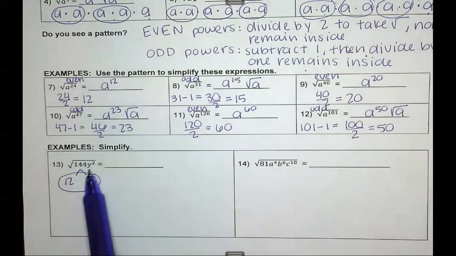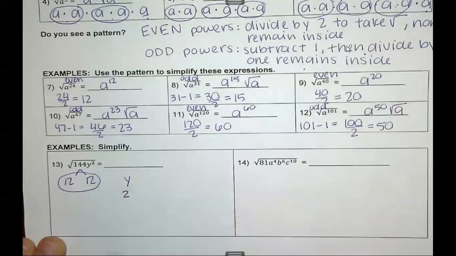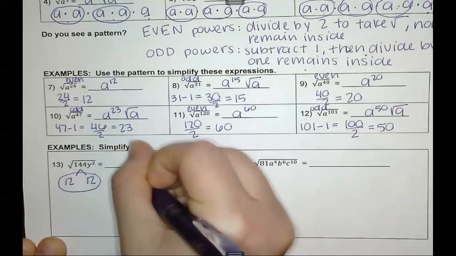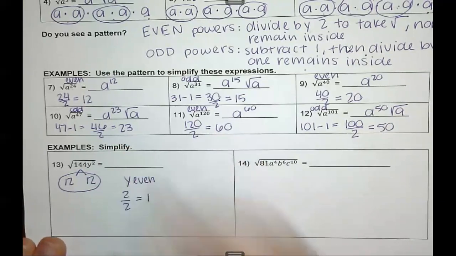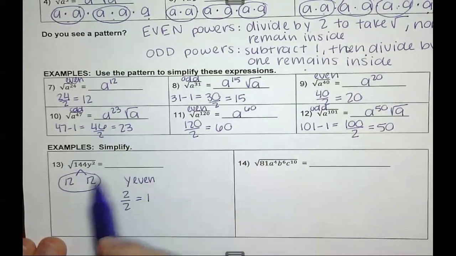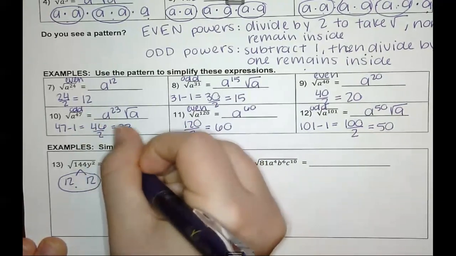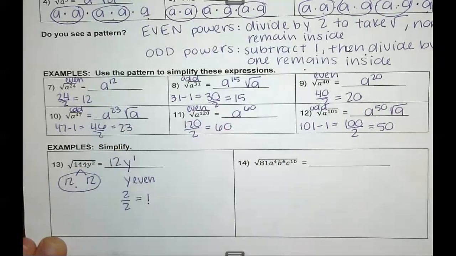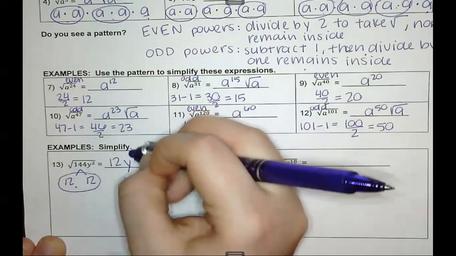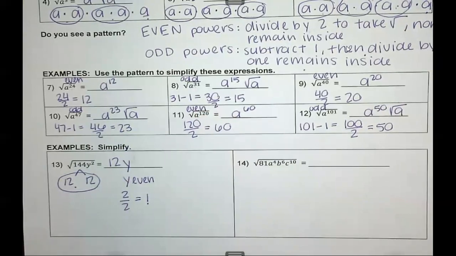For my y, my variable, the exponent is a 2, which is even. So for y, my exponent of 2, all I'm supposed to do if it is even is divide by 2. And 2 divided by 2 is just 1. So I get to pull out the 12 from the pairs, and I get to pull out y with an exponent of 1. You do not have to put an exponent of 1. It's understood, so you don't have to put that there. So we would just have 12y for our answer.